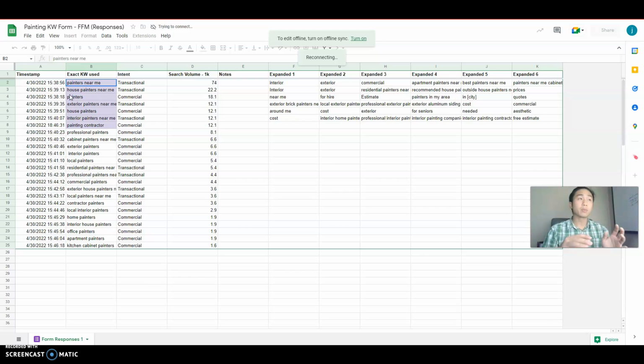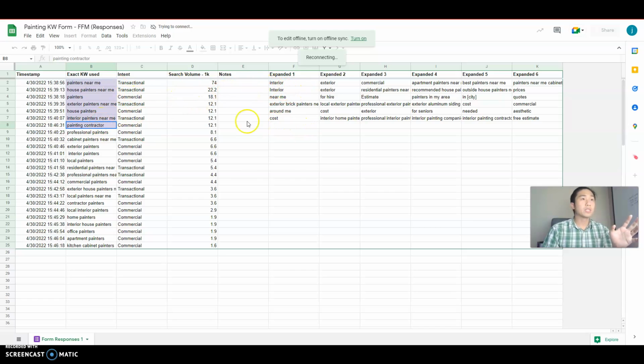And your title is probably going to reflect something similar to that. But your H2 tags will be about painters, about house painters, about exterior painters, about interior painters. You don't have to put in the near me stuff because it's not very conversational. You can talk about painting contractors as your H2 tags, but then you can talk a little bit more in depth into those.